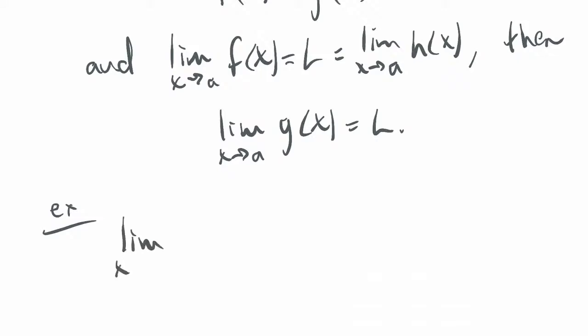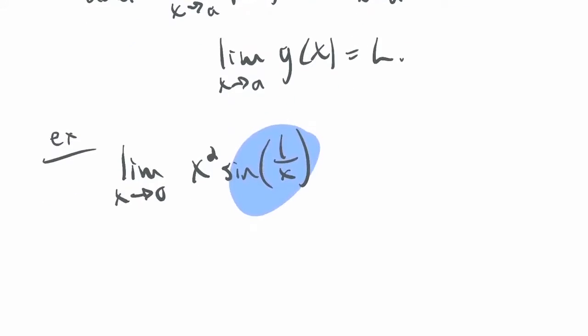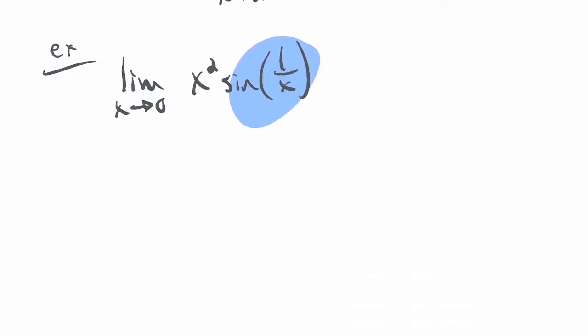The limit as x goes to 0 of x squared times sine of 1 over x. Okay? So this example we actually haven't looked at yet. So let's examine this guy separate from the x squared first.